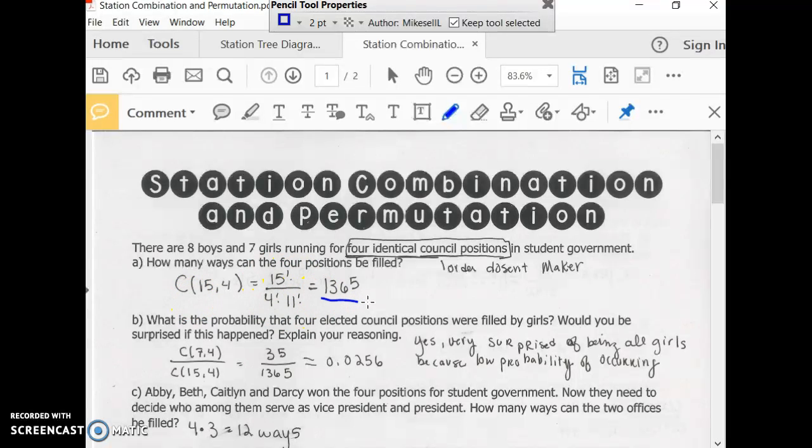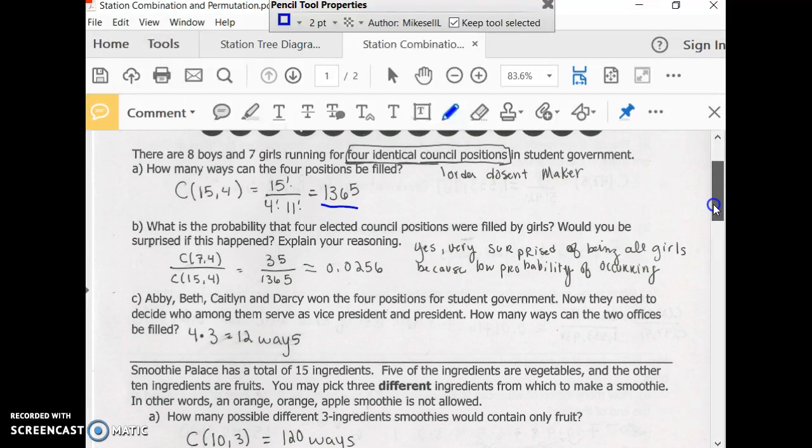You get 1,365. So here's the next part. What's the probability that every single person who gets on this council is a girl? I know this is how many ways I can get it with boys and girls. So how many ways can I have just girls? That needs to be on top because they're talking probability. I want to show my work. Combination, 7 choose 4. How many ways can I choose 4 of those 7 girls? I get 35. So 35 over 1,365. I get 0.0256.